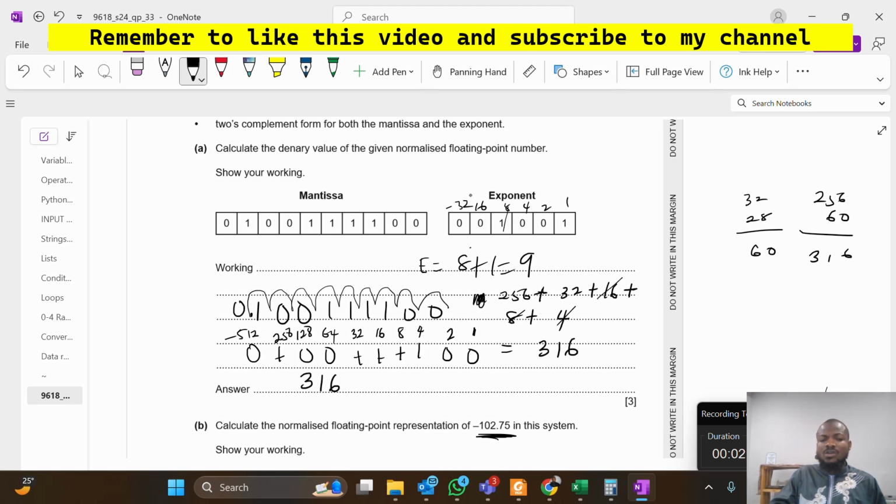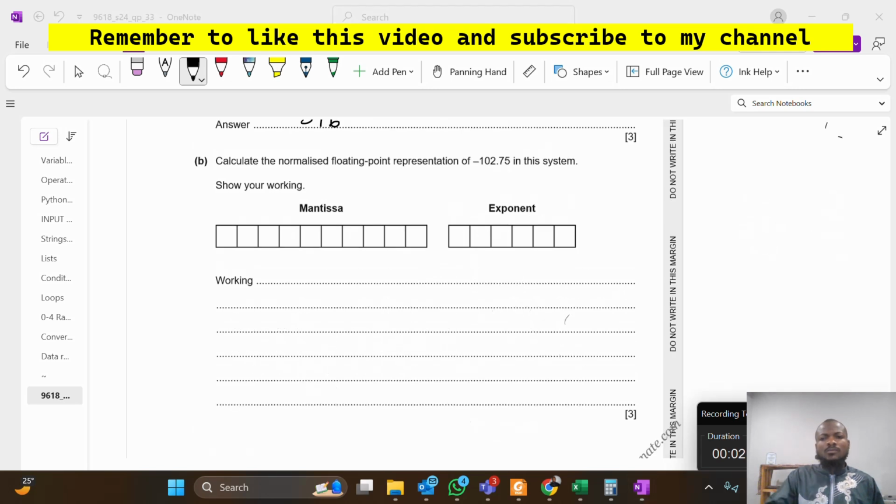You should write your answer in this space because everything in this space is for working. So if you write 316 here and you don't write here, that means you haven't written the answer, you only showed the working. Okay. So that is the first question, 1A. So for question 1B, you are asked to convert this into normalized floating point representation, that is the binary value.